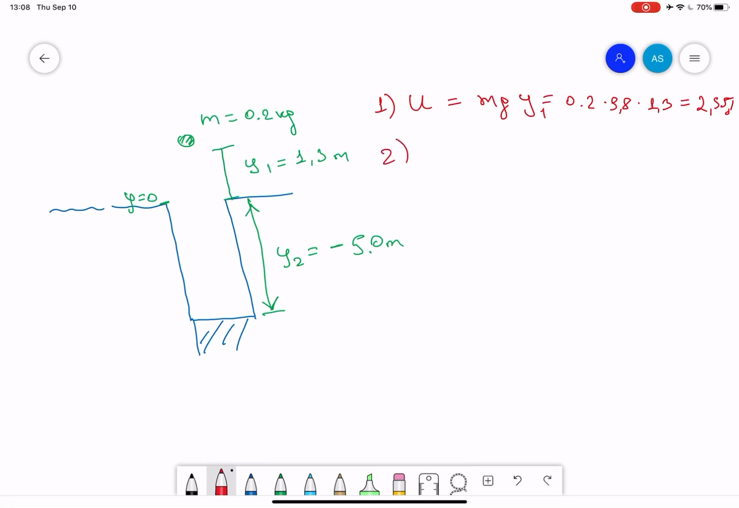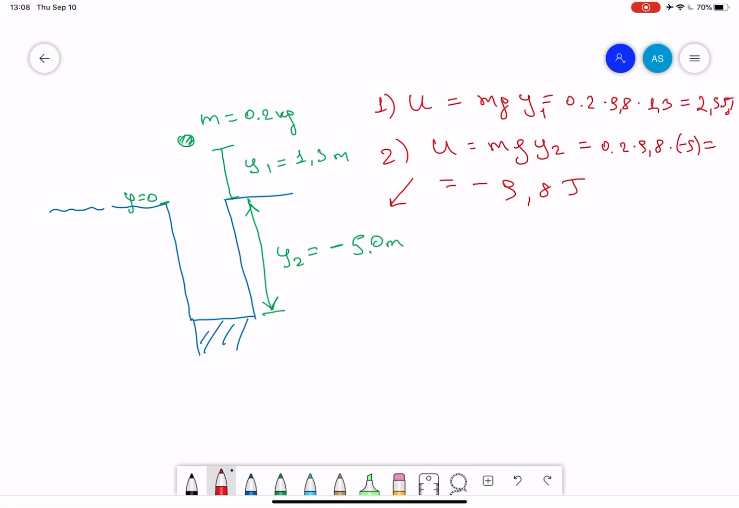Okay, now what about in part 2? In part 2 we have to find the potential energy when y2 is equal to minus 5 meters. So it means potential energy is equal to mg y2, right? So therefore it is equal to 0.2 multiplied by 9.8 multiplied by minus 5 meters. If you do the calculation, 0.2 multiplied by 9.8 multiplied by 5 gives you minus 9.8 joules.